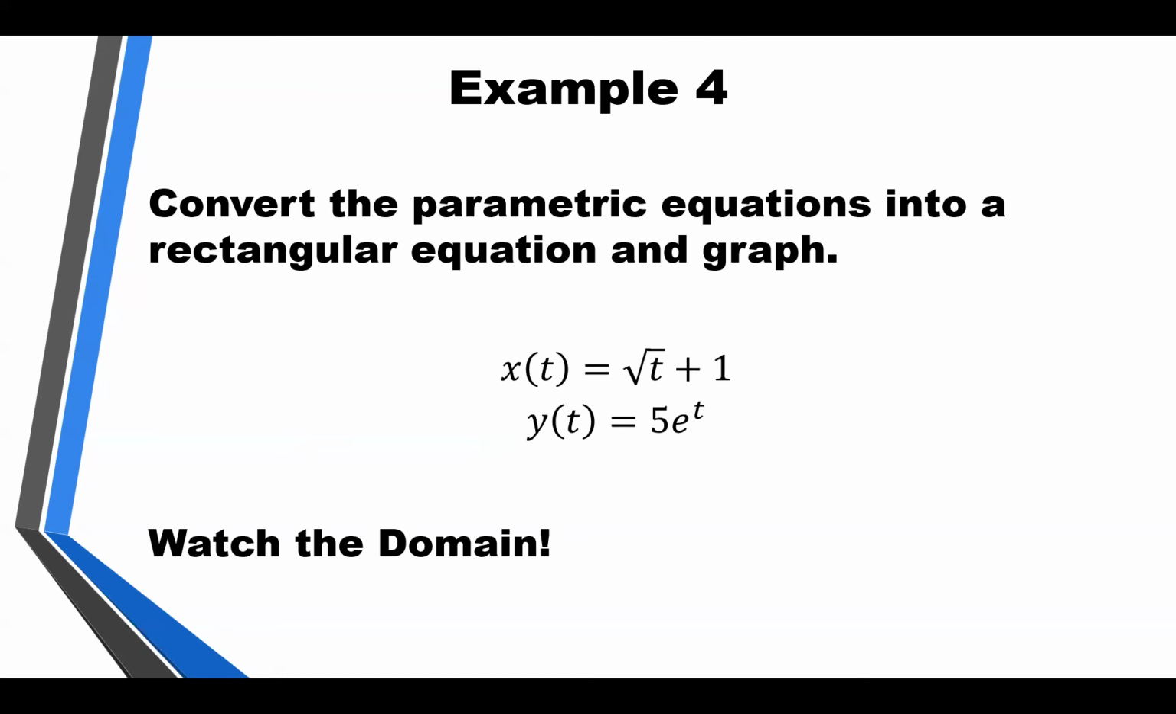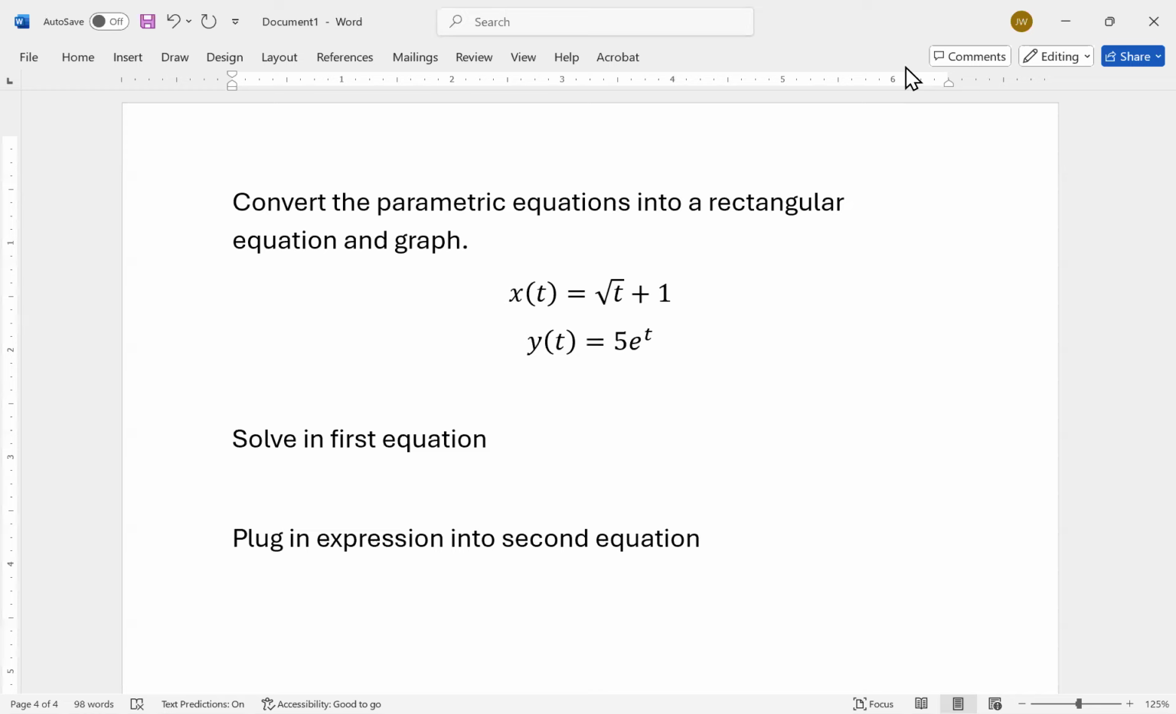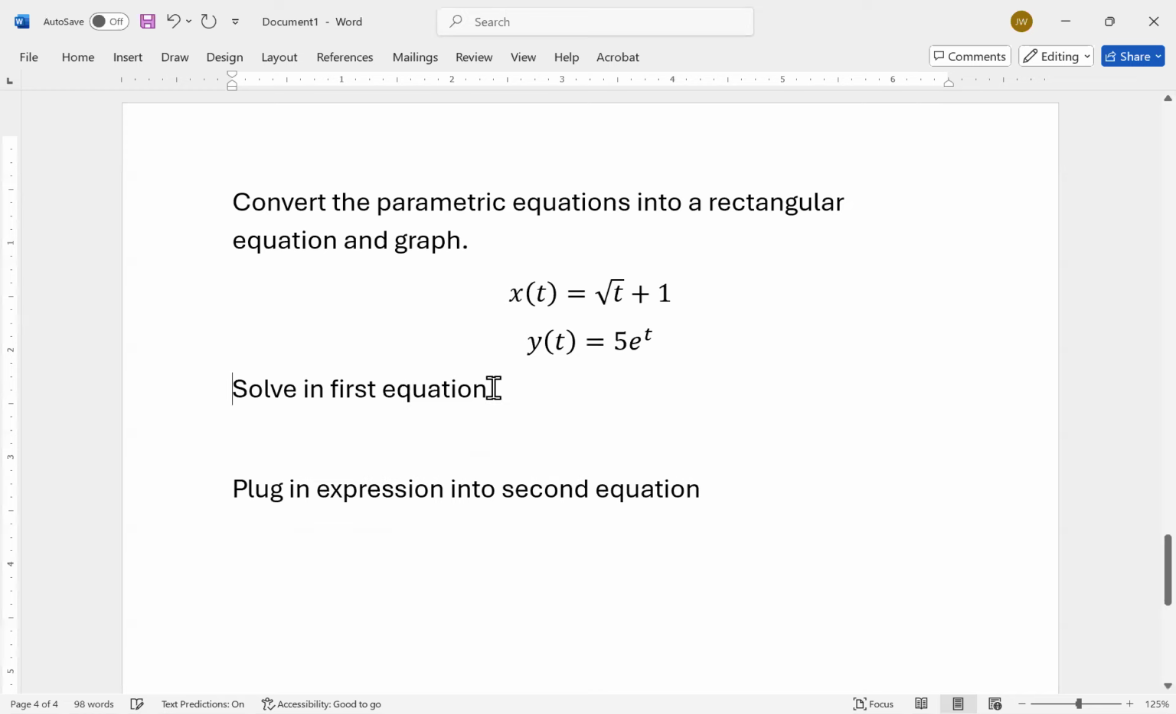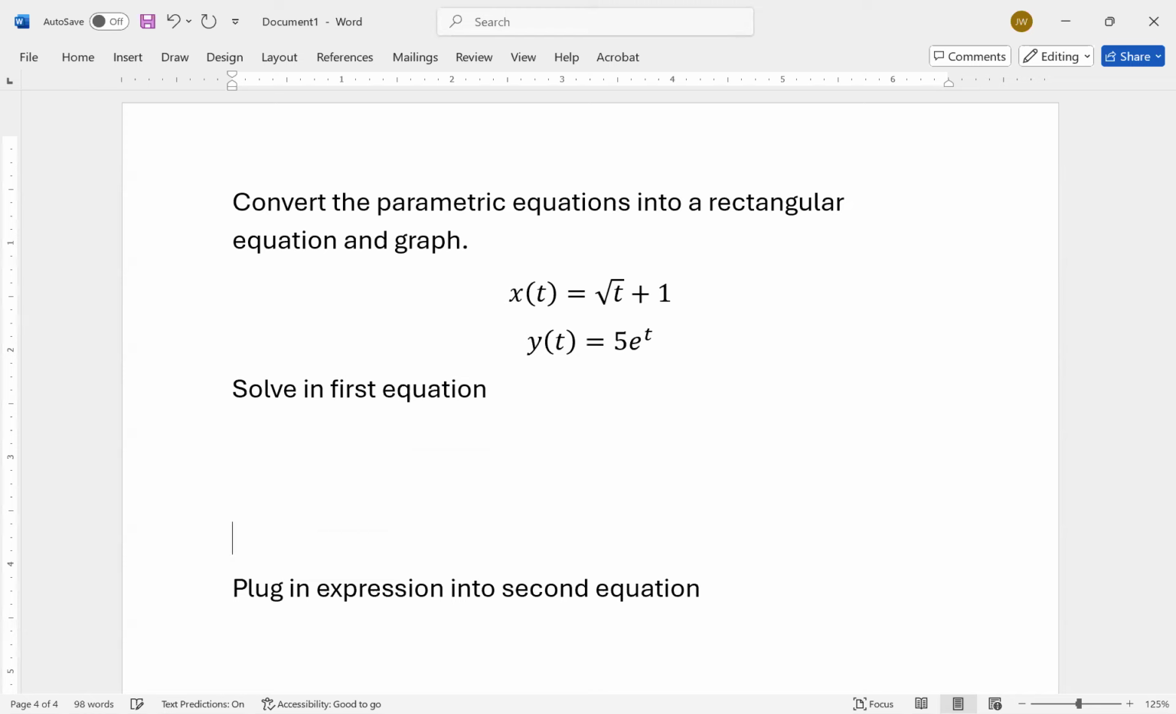And let's convert this set of parametric equations into a singular rectangular equation and then graph it. Now, in this instance, we'll have to watch the domain, and we'll go over that when we get to it. Once again, just like the last problem, it'll actually be a little bit easier to solve for t in the first equation. So that's what I'm going to do.